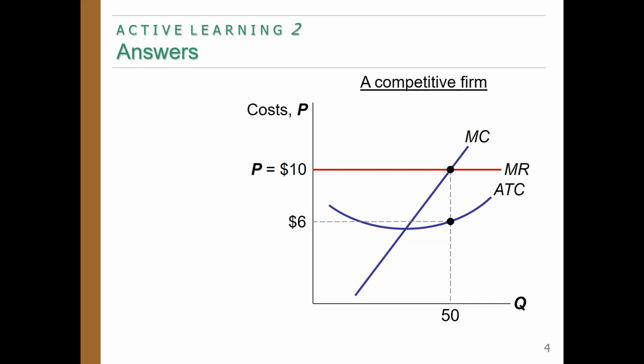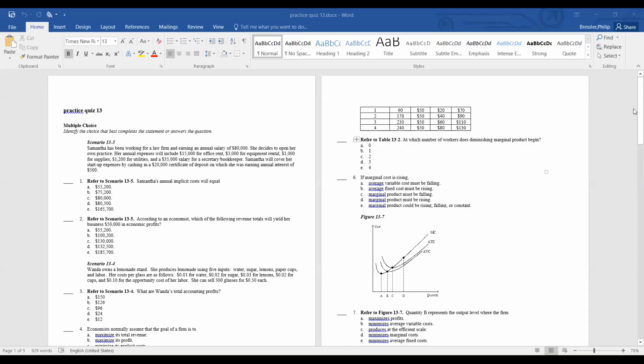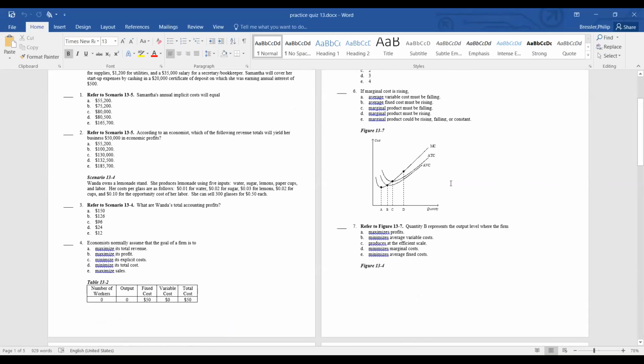Right. Marginal cost is change in total cost over change in quantity. He talks about the different curves. If you look at figure 13.7, there are the different curves, right?